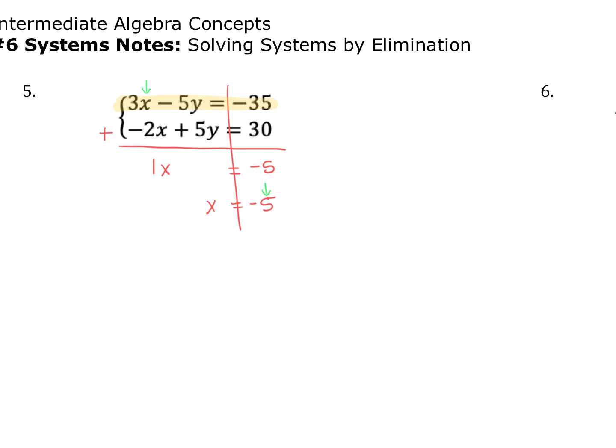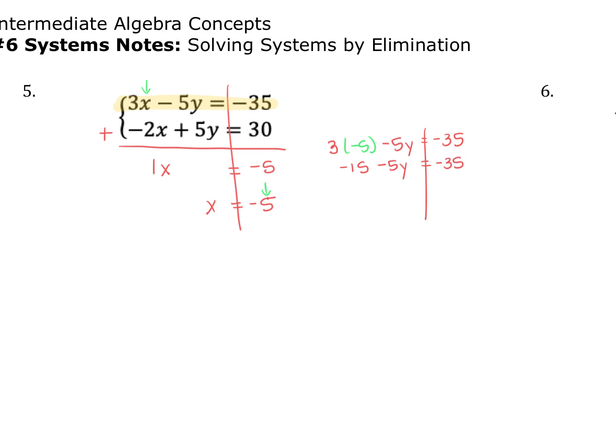So I'm going to start with my 3. Okay, now I'm at the x, so I want to put that -5 in there. And then I'm just going to keep going with the whole equation. Minus 5y equals -35. Okay, 3 times -5 is -15. And I still have this minus 5y, and I still have -35.